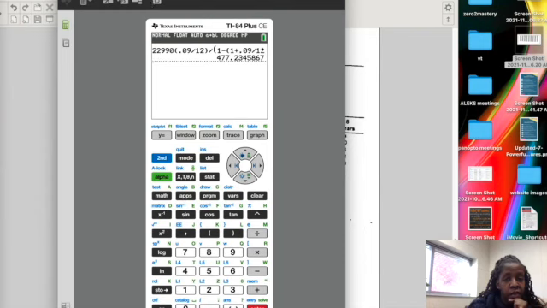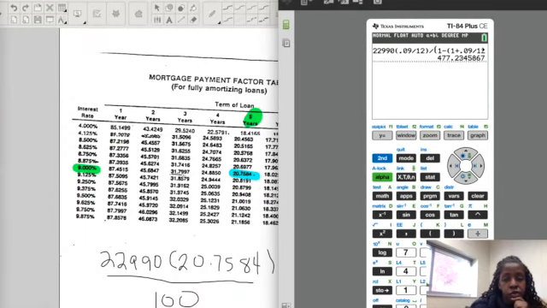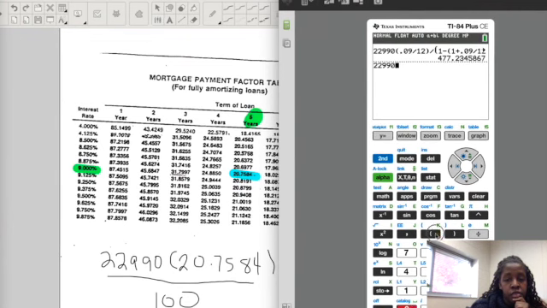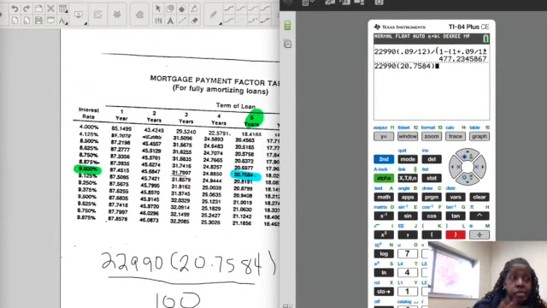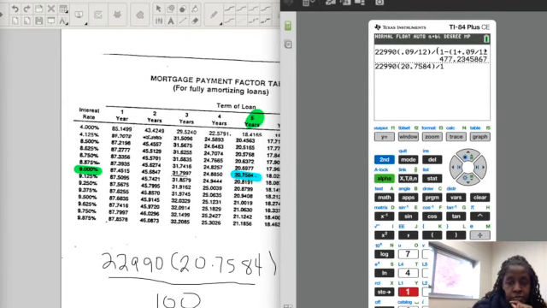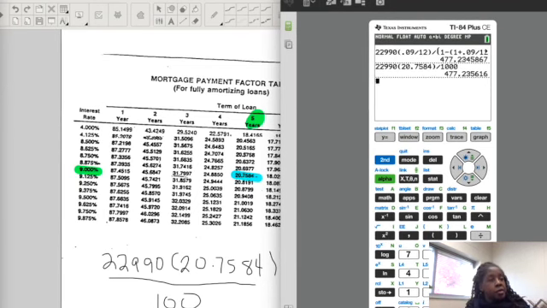We're going to leave it right there on there, but I'm going to come over here to the side and I'm going to go 22,990 times 20.7584. Be careful with your numbers. I can easily put a wrong number in there. Divide it by 1,000 and press enter. Lo and behold, it's the same monthly payment.